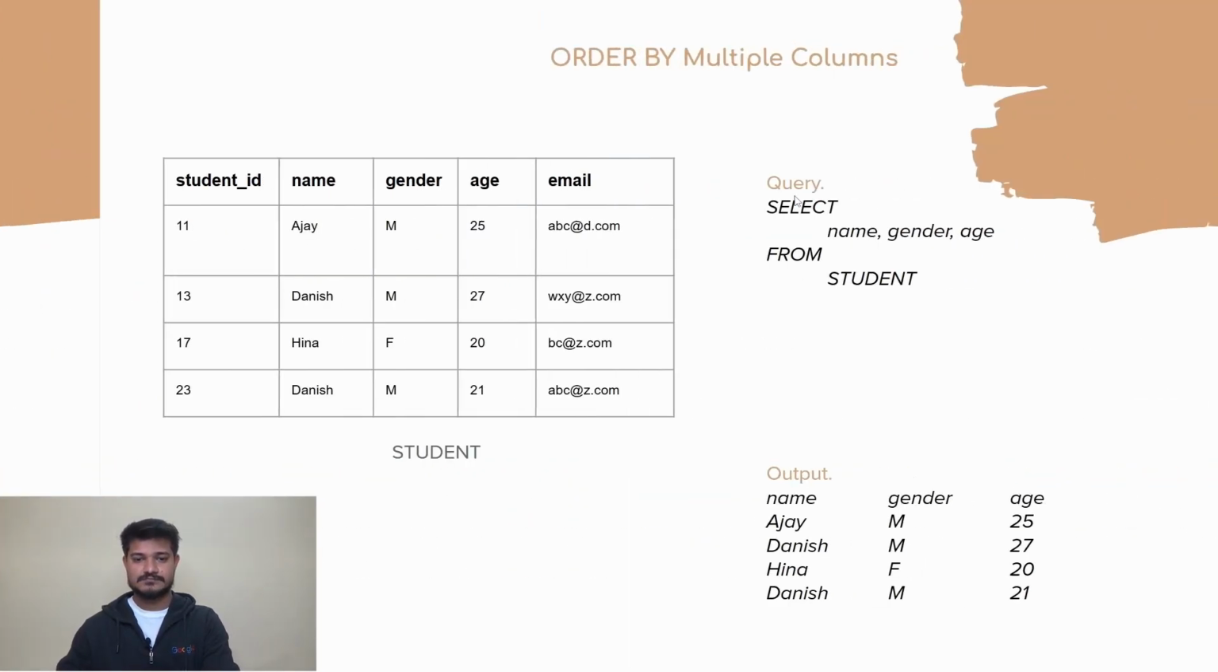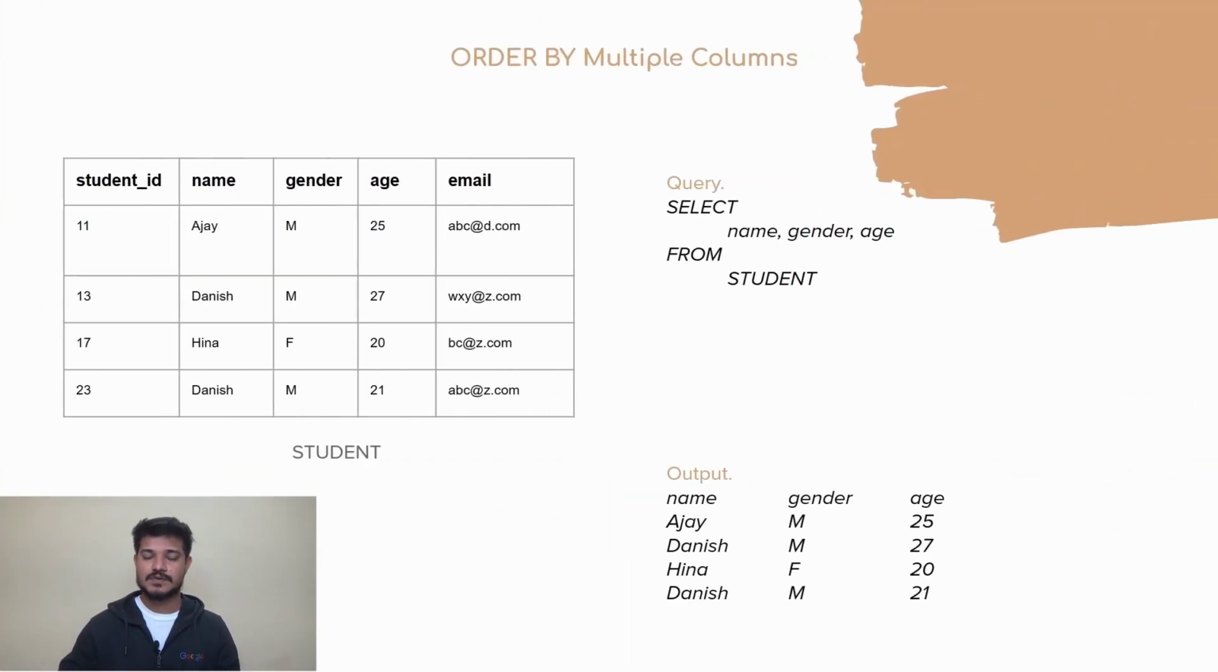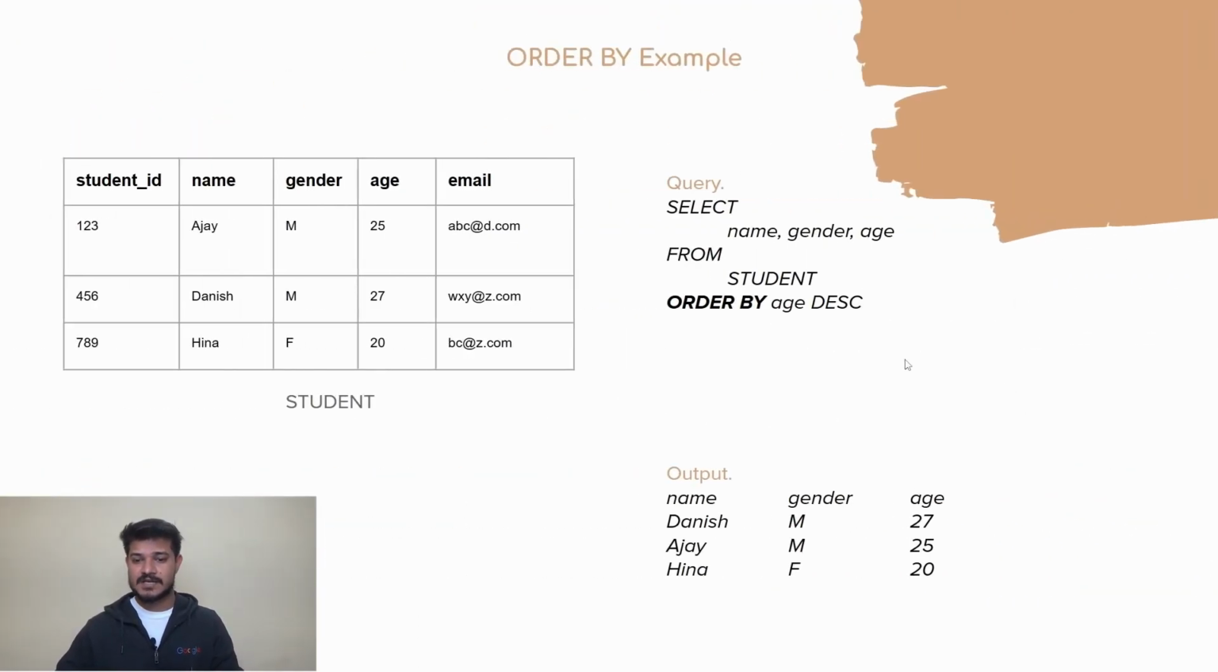Now, what if you want to apply order by on multiple columns? Till now we have only applied it on a single column. But it is possible that you want to sort your result based on multiple factors, multiple columns. You are fetching something from the database which has two columns, like country and let's say state.